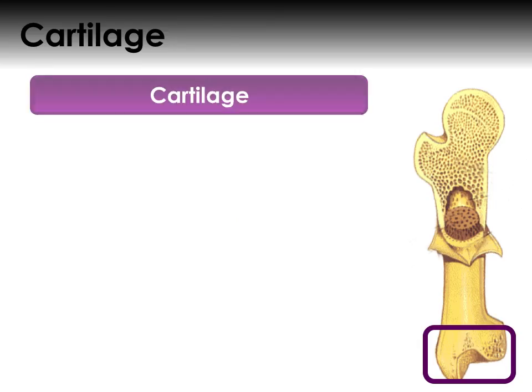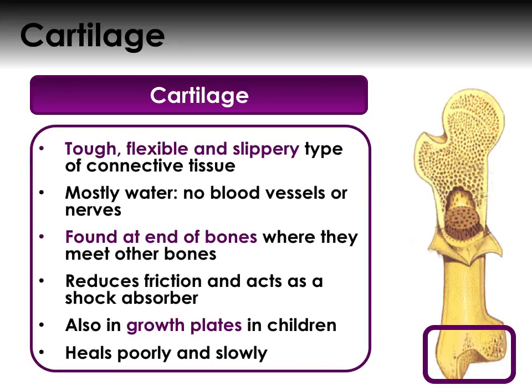Another part of bone is the cartilage. The cartilage is a tough, flexible, and slippery type of connective tissue. It's actually mostly water, and it doesn't contain any blood vessels or nerves. It's found at the ends of bones where they meet other bones. It acts to reduce friction and act as a shock absorber. It also contains the growth plates in children, which I'll talk more about in just a second. One thing about cartilage, though, is it actually heals very poorly and slowly when injured.